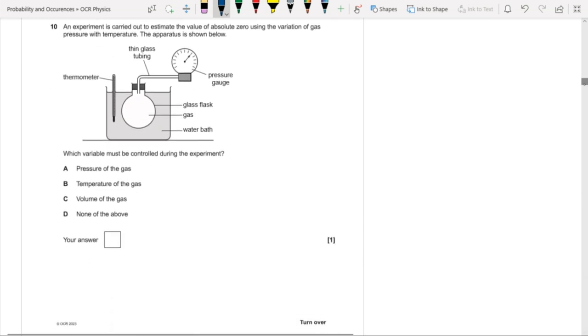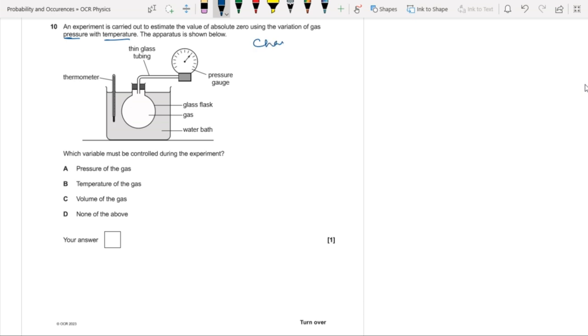Question number 10. An experiment is carried out to estimate the value of absolute zero using the variation of gas pressure with temperature. So the pressure and temperature are varied. The apparatus is shown here. Which variables must be controlled during the experiment?